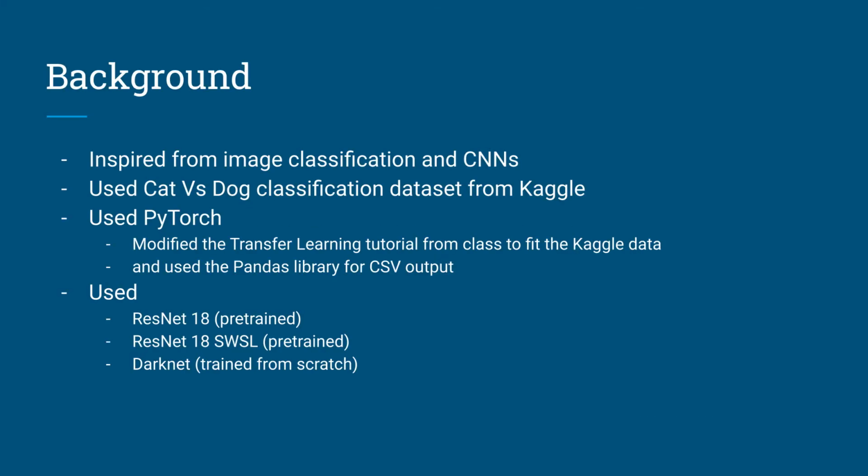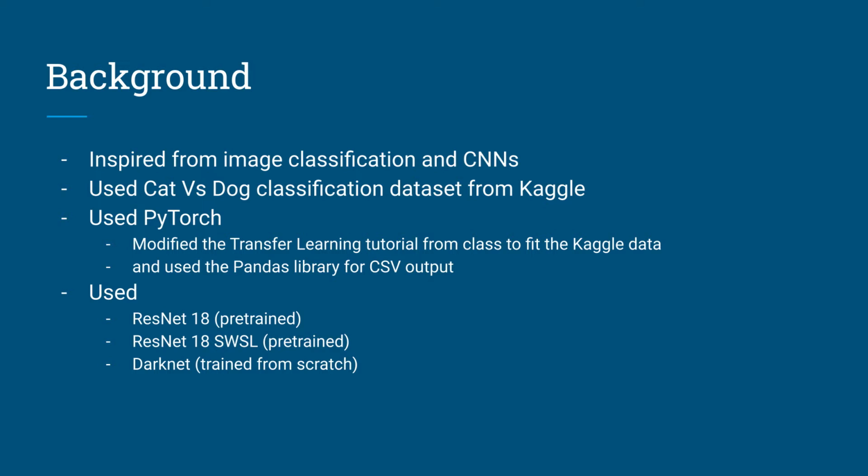For this project, we were heavily inspired by what we learned about image classification because overall the concept was super cool and we wanted to learn more about transfer learning. We used the cat versus dog classification dataset from Kaggle, and we also used the given PyTorch tutorials and modified them so we could use the Kaggle data.